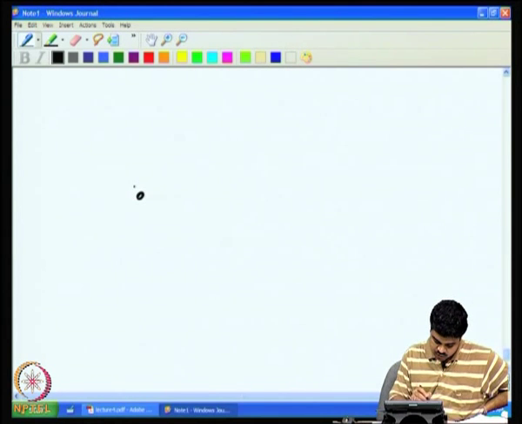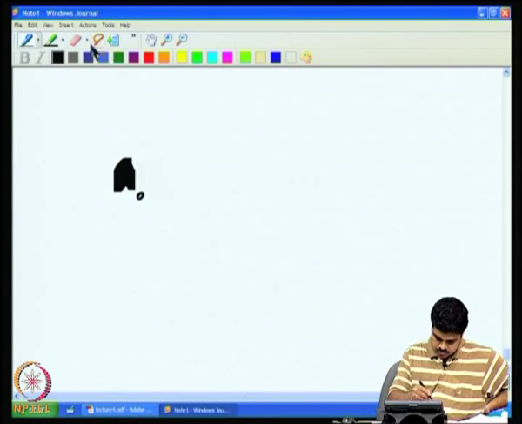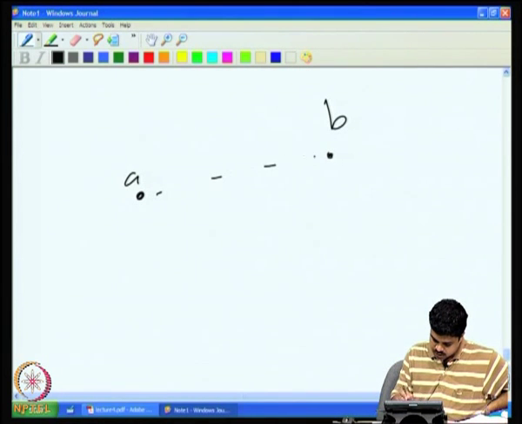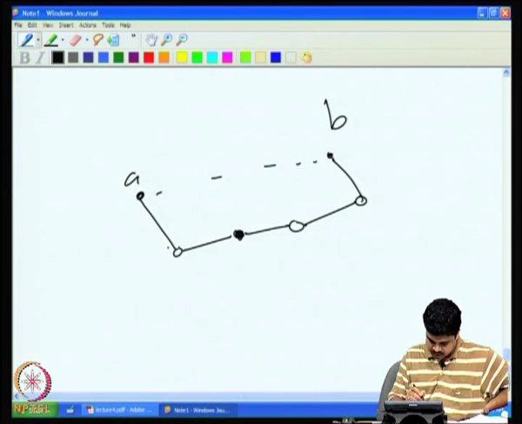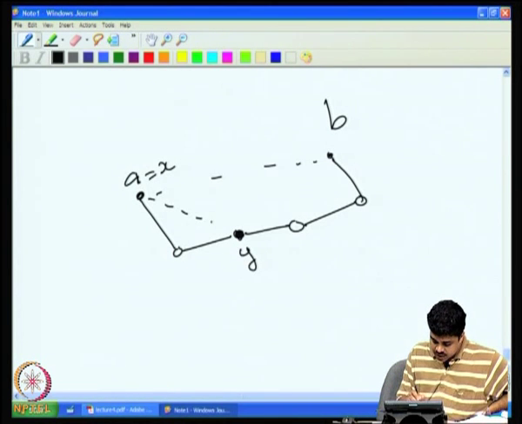Let us call the two vertices a and b, and they are non-adjacent. There is a path inside that component which goes from a to b. So let us consider the second and third vertices of this path. Let us call the second x and the third y. Clearly, there is no connection between this and this.